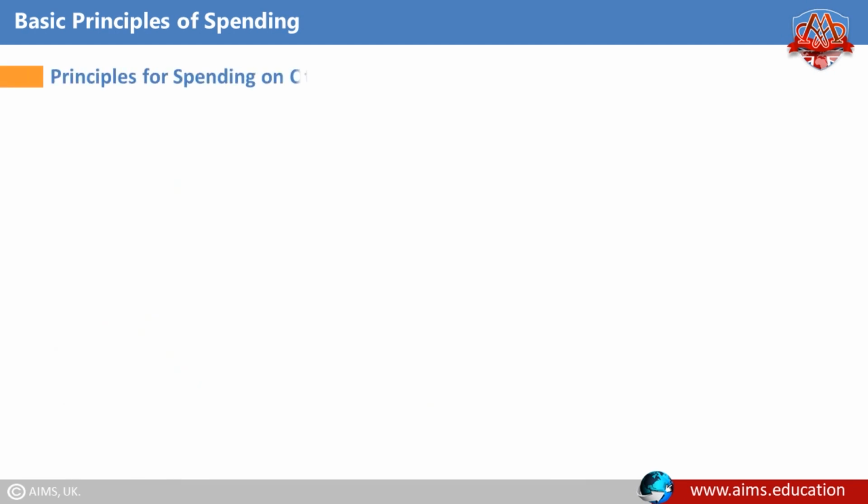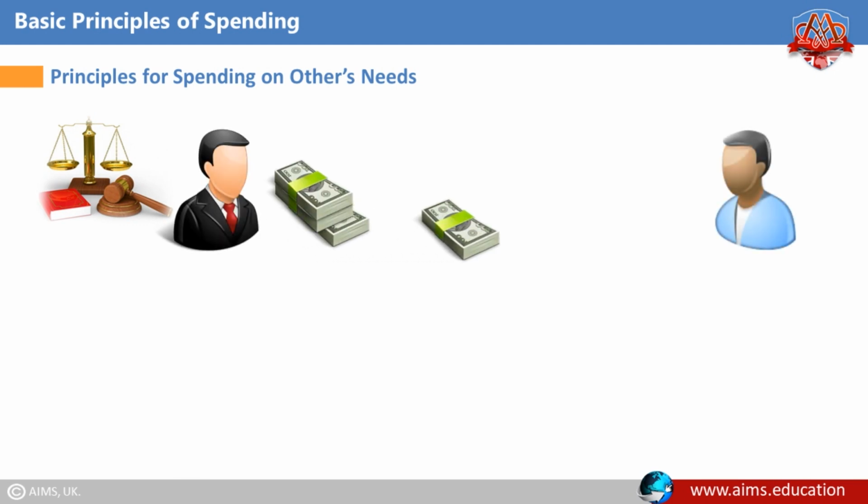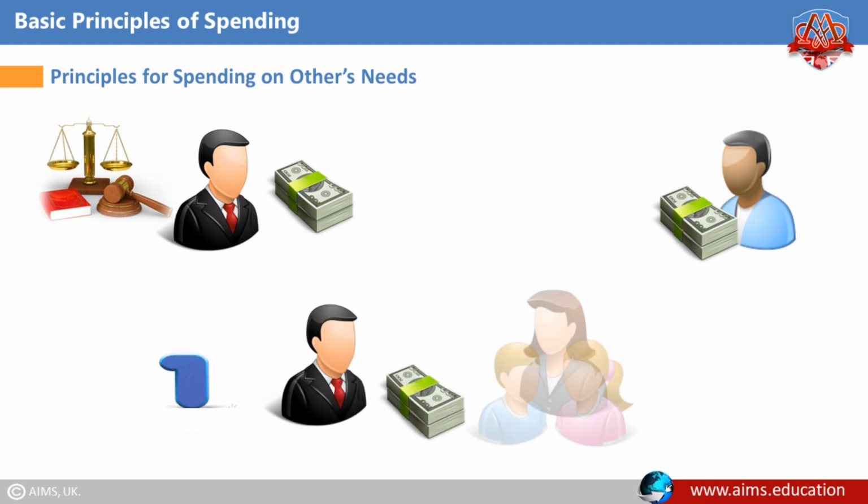Principles for spending on others' needs. According to Sharia, the more a person earns, the more he or she is responsible for satisfying others' needs. The first rights on the individual's income are those of the family.